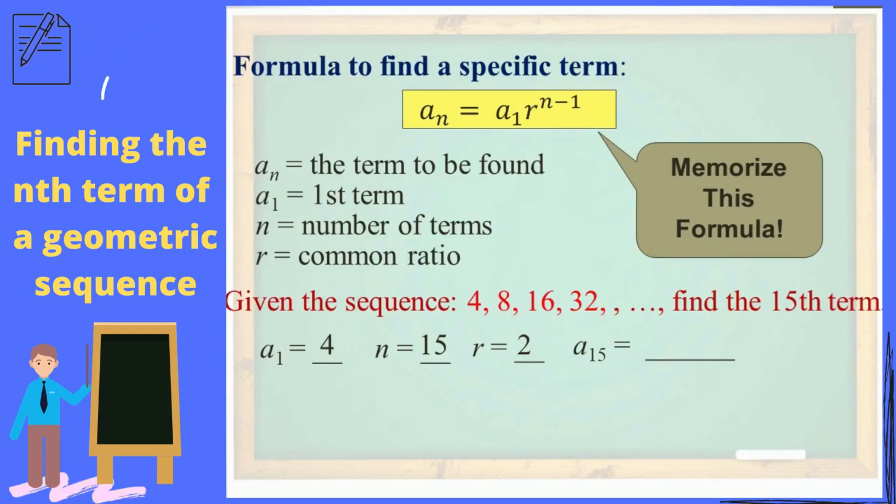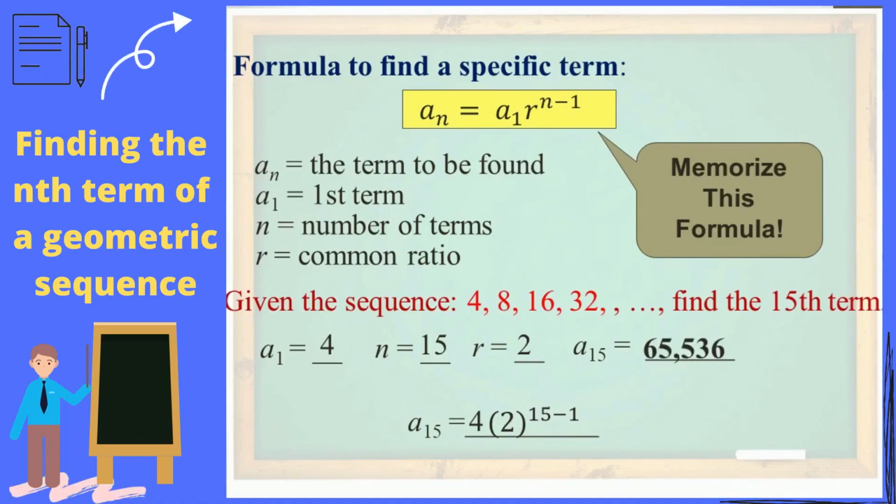So we need to find the 15th term, or a sub 15, using the general rule for geometric sequence. So a sub 15 is equal to a sub 1, which is 4, times the common ratio, which is 2, raised to the power of 15, which is n minus 1. And a sub 15 equals 4 times 2 raised to the power of 15 minus 1 is equal to 65,536. So how did we get the 15th term?